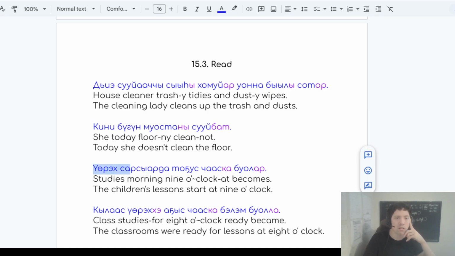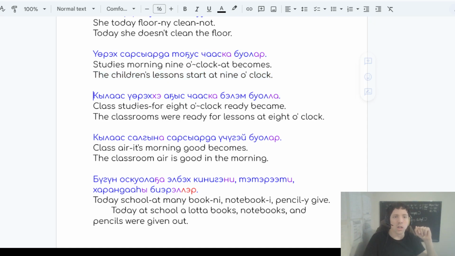Yürek sarsardı tagus chaska boğalar. The children's lessons start at 9 o'clock. Klas yüreğe ağız chaska belem boğalar. The classrooms were ready for lessons at 8 o'clock.